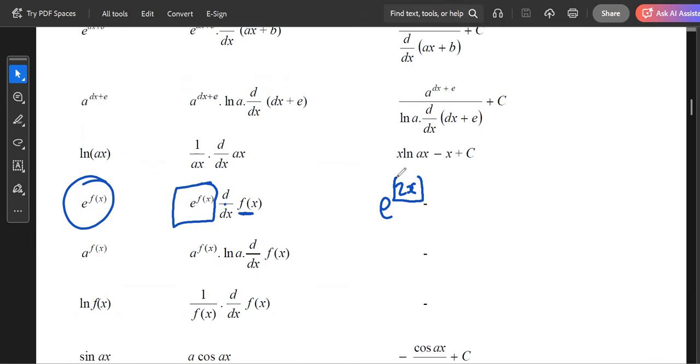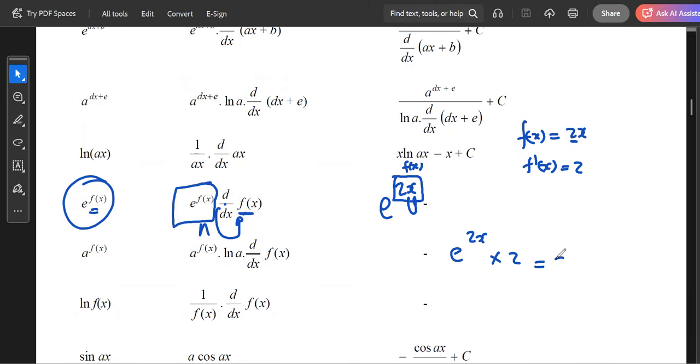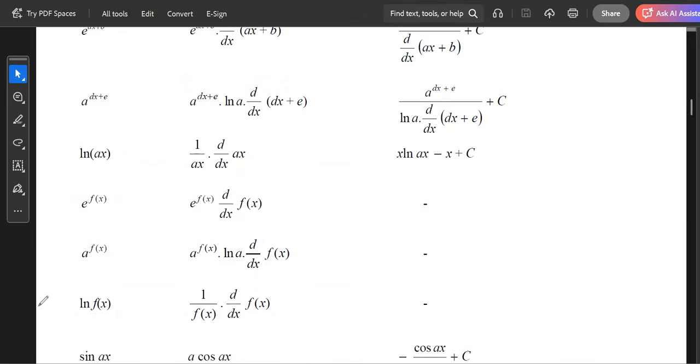Our f of x, the one that we are referring to here, is 2x. So meaning to say that's e to the exponent of 2x times the derivative of our f of x. Our f of x is 2x. What is its derivative? It's 2. So that is the condition. So that's 2e to the exponent of 2x, just like that.